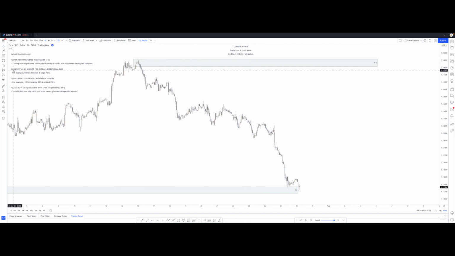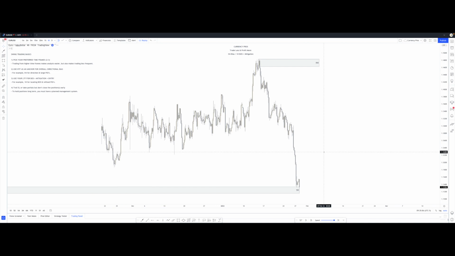So tip number 2, use the higher time frame as an anchor for your overall directional bias. So like I mentioned in my example here, I'm going to be using the 4-hour time frame for my directional bias, and I'm going to be using the 1-hour time frame for the actual trading itself. Okay, so my break of structures, locating those, locating the points that would be mitigated, which would result in an entry.